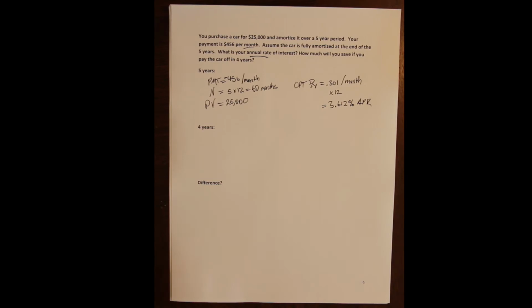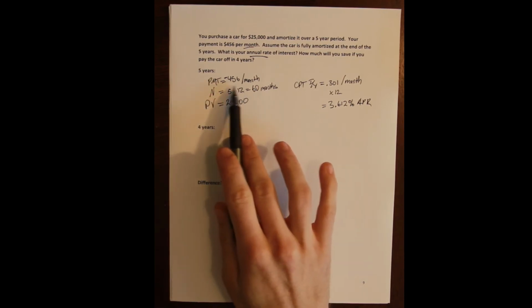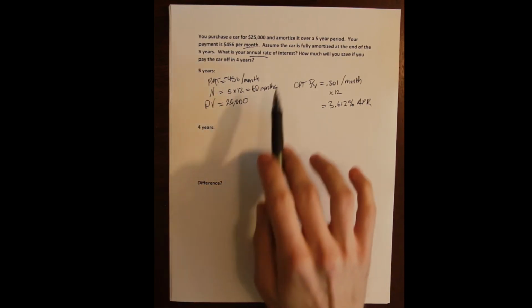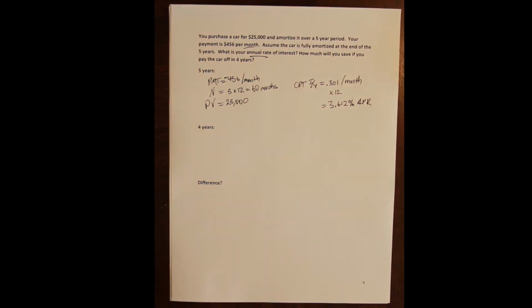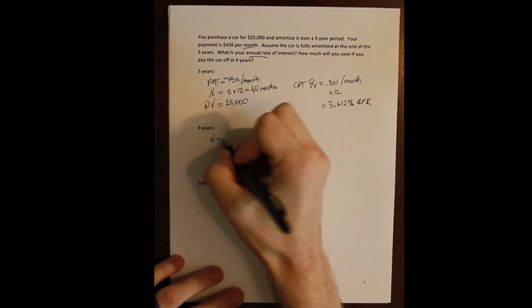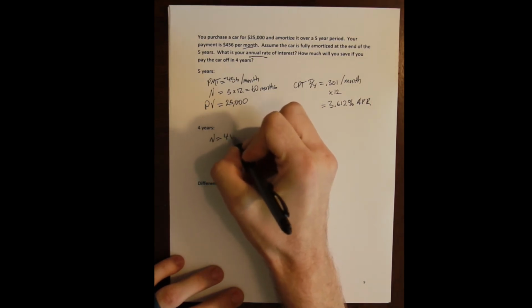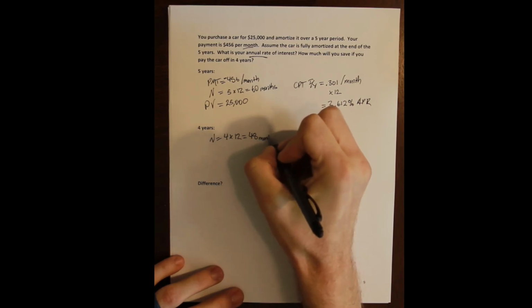Now, the question that we want to know is how much more would I have to pay per month in order to pay it off in 4 years? Right? So if I want to pay it off in 4 years instead of five, I'm going to have a higher monthly payment. If I want to know how much I'm going to save overall, to find the difference, I need to know what the payment is on a four-year period. And so I can figure that out by changing my N, right? If I want to pay it off in 4 years instead of five, I'm going to have 48 months to pay off the car.